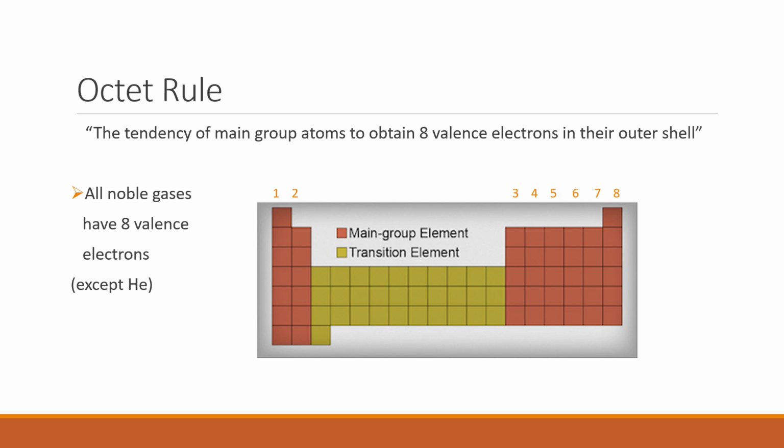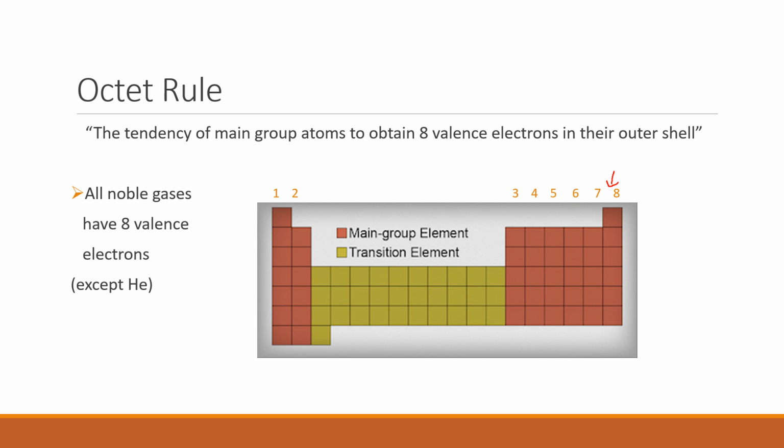Well, let's look at this. So looking at the noble gases. Remember the noble gases are in group 8 here. The noble gases are very stable. That is a property that they have in common. They're very stable. Why are they stable? Because all of the noble gases have a full octet.